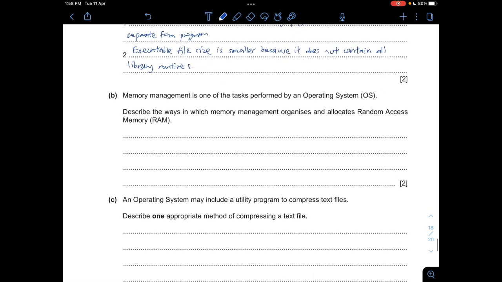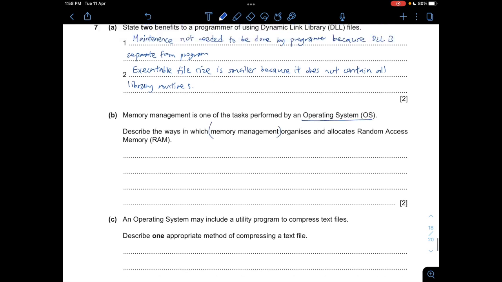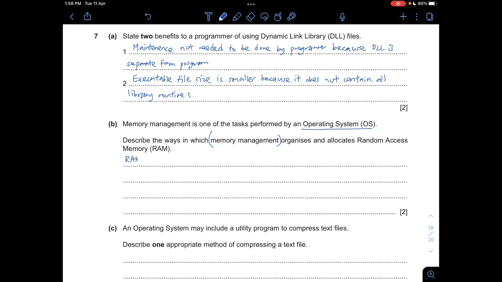Right, B, memory management is one of the tasks performed by an operating system. Describe the ways in which memory management organizes and allocates random access memory. So RAM is assigned into blocks. It reclaims unused blocks of RAM. And moves data from secondary storage when needed.